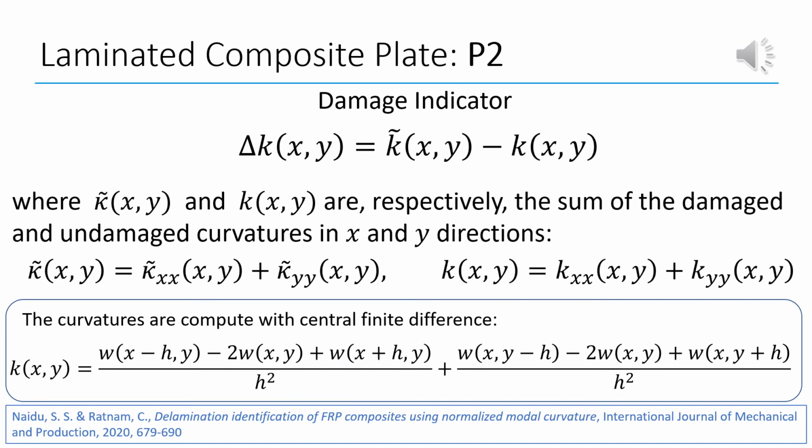The damage indicator, used by Naidu and Ratnam, is based on the difference of the damaged curvatures, kappa tilde, and undamaged curvatures, kappa, each one of these curvatures being the sum of the curvatures in x and y directions. Both curvatures, kappa xx and kappa yy, are computed by applying the second-order central finite difference formula to the displacements, w tilde and w.